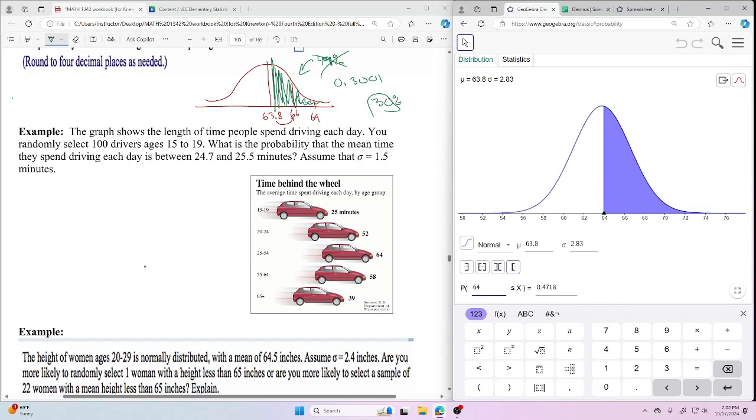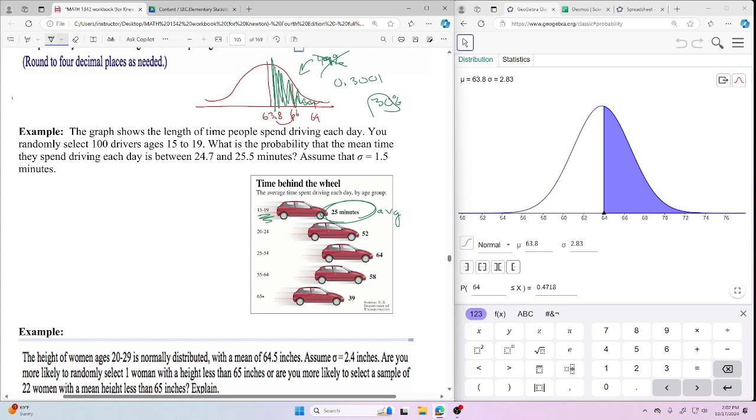So a graph shows the length of time spent driving each day. I have 100 drivers aged, okay, so they're a little younger. I don't know if they're going to be driving as much as I do. Probability between this and that much. Okay, so let's put this all together here. Notice that we're in the 15 to 19 range, see them right there? And so that would be this as my average. Okay, so that's the number that they're wanting to use.